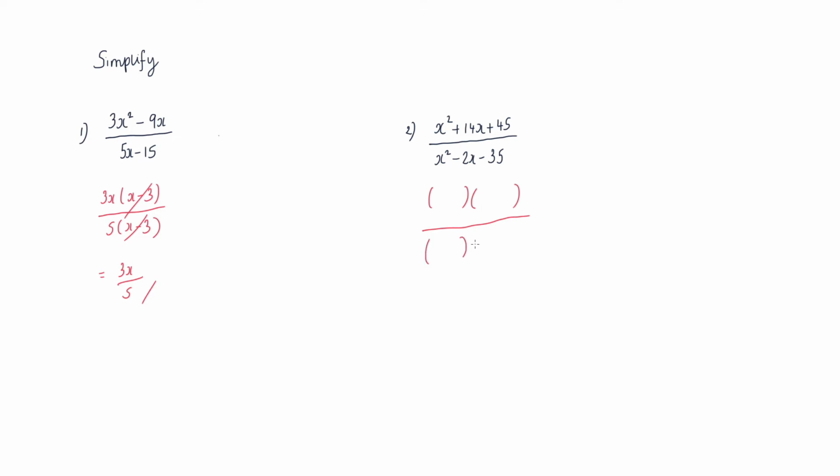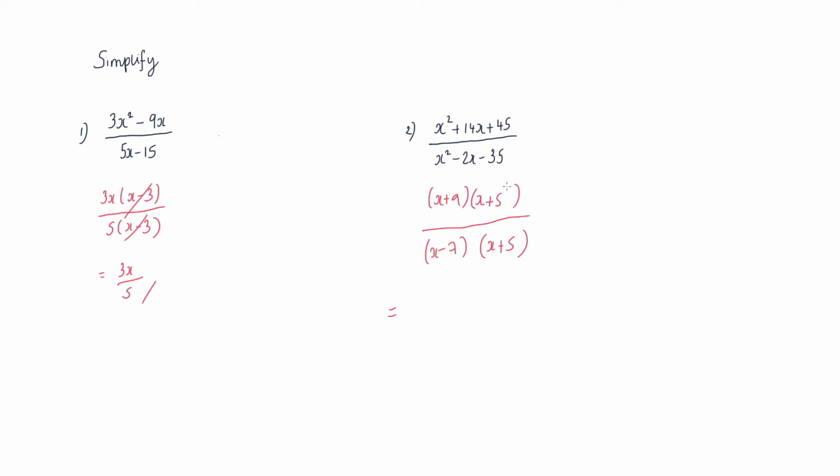For the second one, we factorize that into two brackets, and then we put the bottom one into two brackets as well. So you should have got x and x here. Two numbers you multiply give you 45 and add give you 14. That's just going to be 9 and 5. And then on the bottom, two numbers that multiply to give you minus 35 and add to give you minus 2. That will give you minus 7 plus 5.